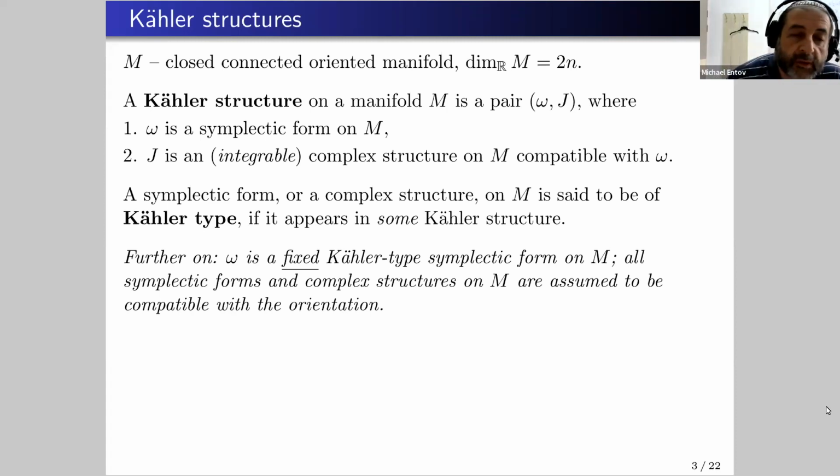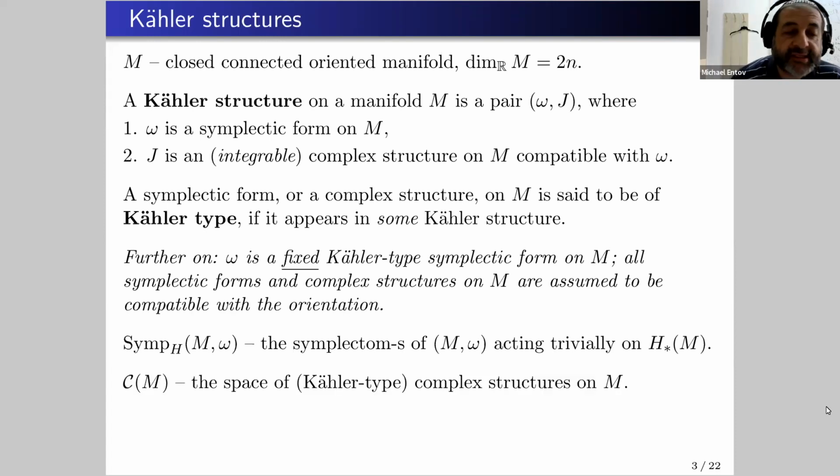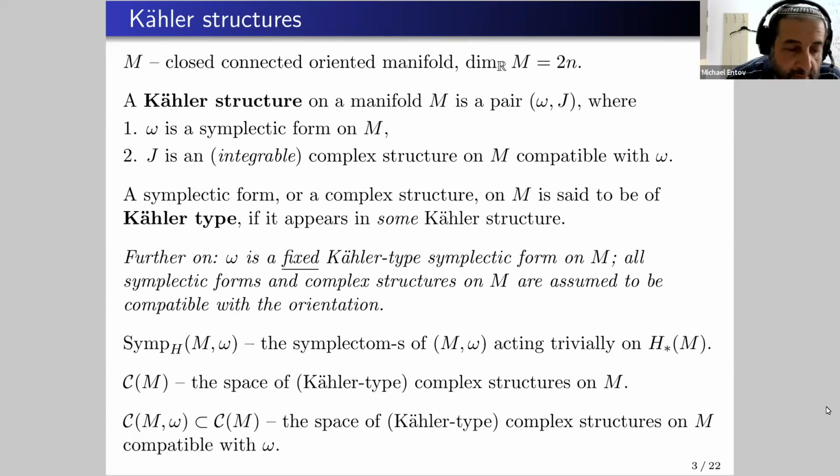A few more notations need to be introduced. Symp_H is the group of symplectomorphisms of M acting trivially on homology. C of M will be the space of all Kähler-type complex structures on M. And inside it lives the space of integrable complex structures compatible with omega. So C_omega of M is the space of Kähler-type complex structures compatible with omega.